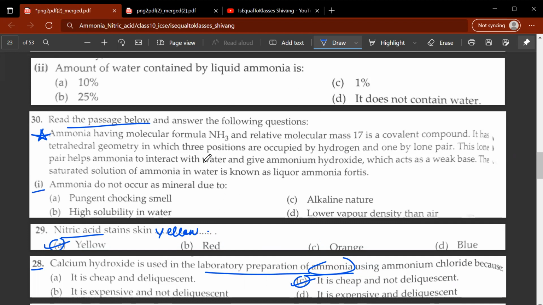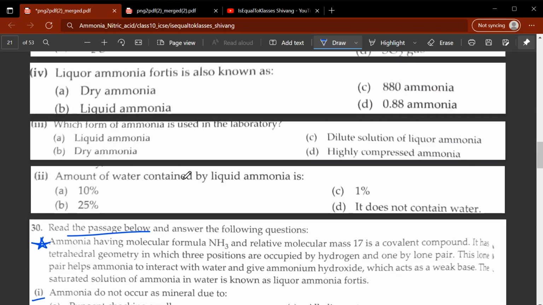So the first question, ammonia does not occur as a mineral due to. The reason is because it has a property which is high solubility in water. The second question, amount of water contained by liquid ammonia is. Now, please note that liquid ammonia does not mean that it has water in it, because in this case, it does not contain water. So D would be the correct answer.